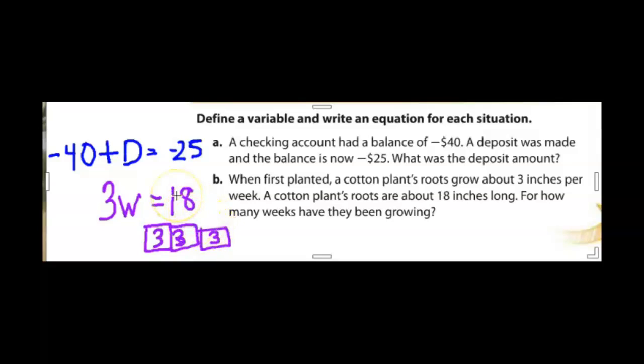Now, if you said addition, I understand where that came from. Basically, we have 3 inches, 3 inches, 3 inches, and so on: 3, 6, 9, 12, 15, 18. So how many total weeks would that be? That would be 6 weeks. So 3 times 6 weeks equals 18 inches, and that would be the correct answer for that.